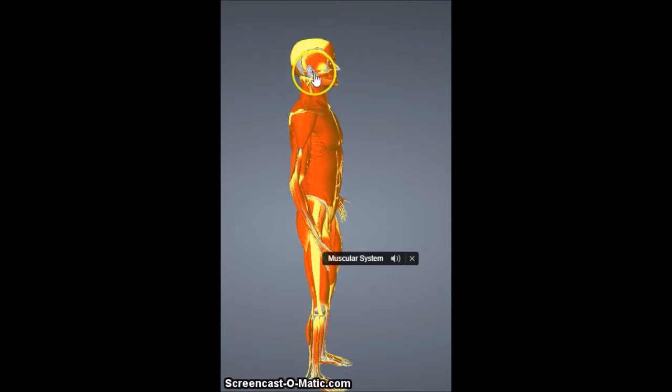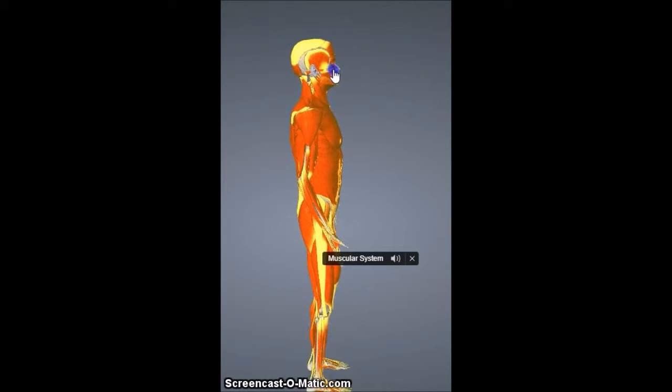Okay, and then coming off of the zygomatic bone is the masseter muscle, which we call the nutcracker. It comes down and attaches from the zygomatic bone to the lower jaw. Okay, lower jaw. So those are facial muscles that you might find interesting.